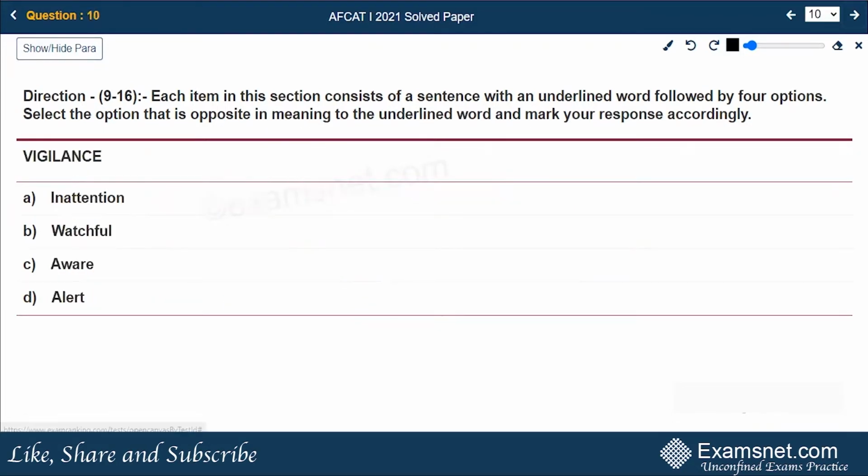Next question, question number 10. Vigilance. The provided options are inattention, watchful, aware, or alert. Let's discuss the meaning of each of the words one by one. Vigilance means the state of being watchful, the state of being alert for danger.